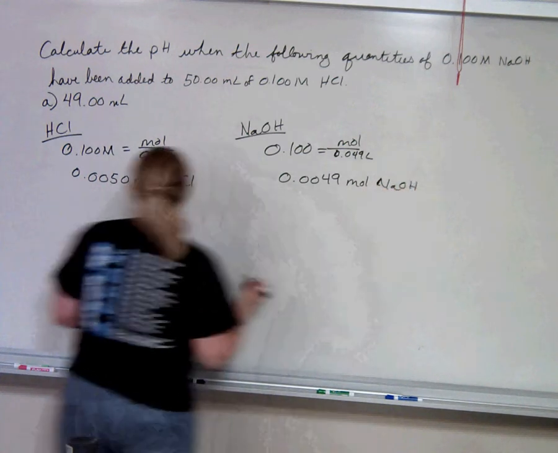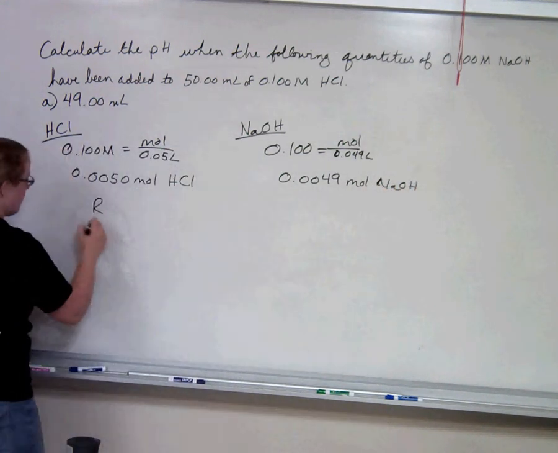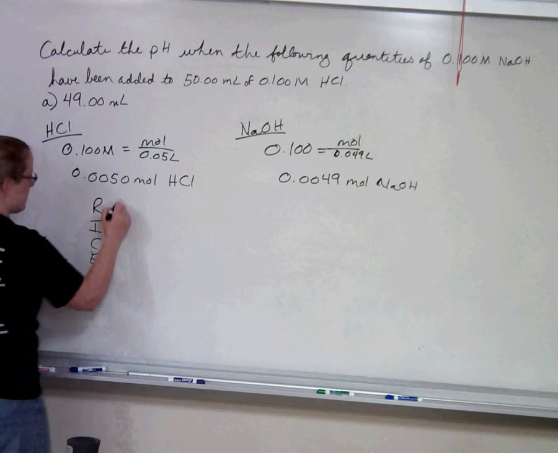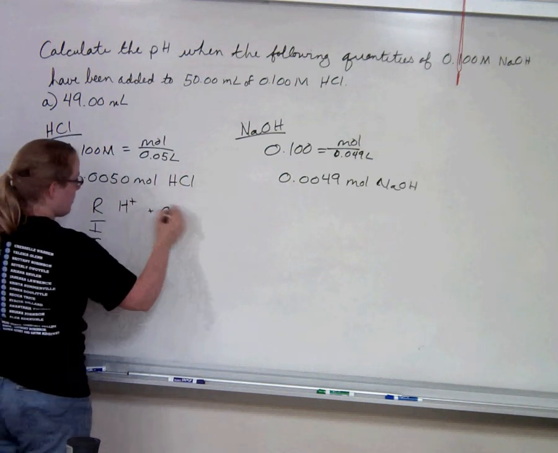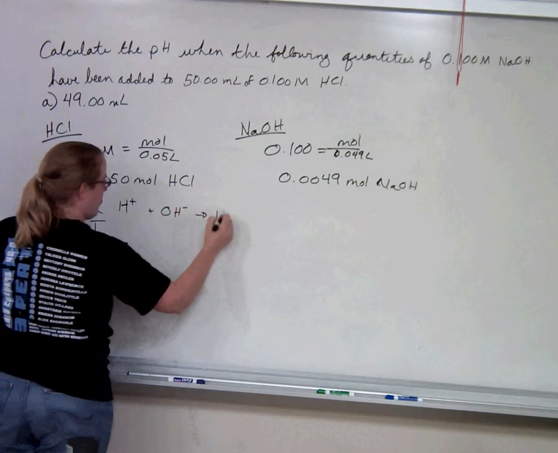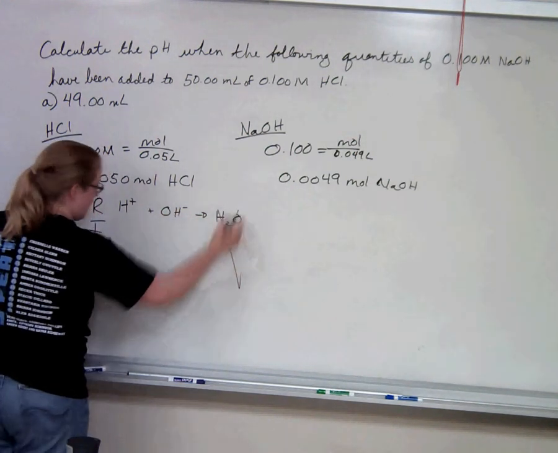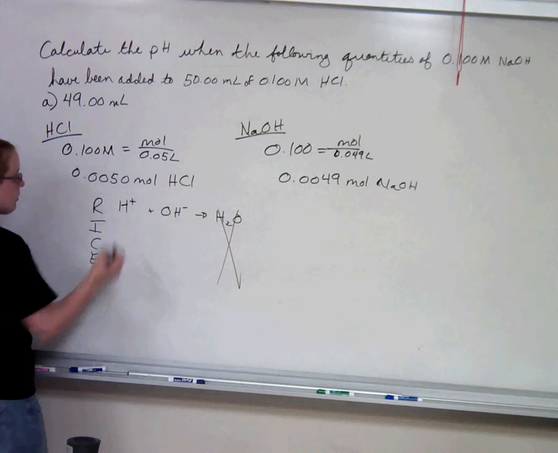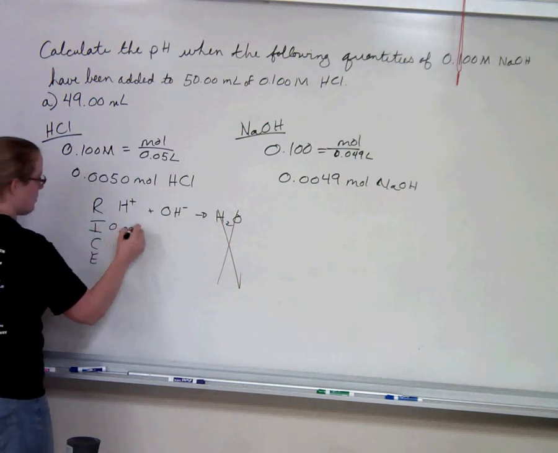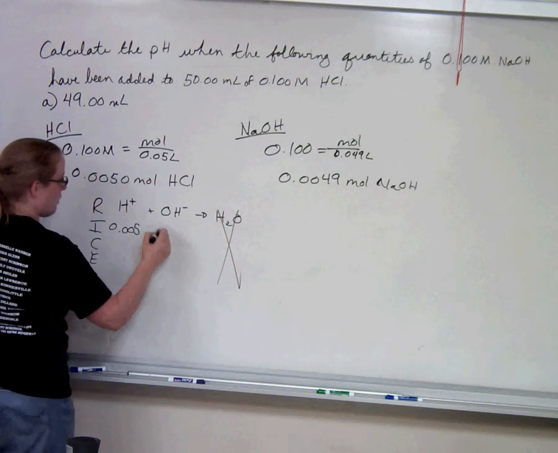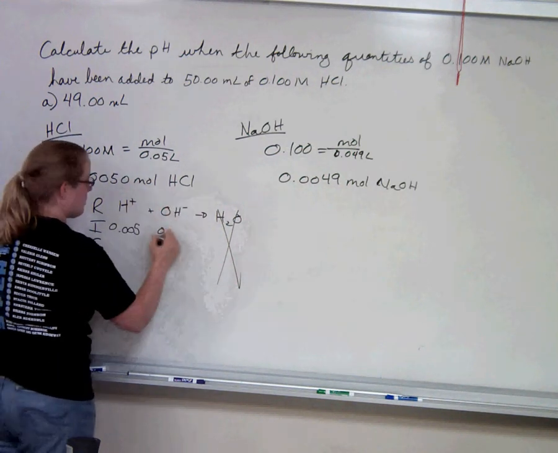Okay, so if we do our rice table, we love our rice table. We don't care about the chlorine, and we don't care about the sodium. And water doesn't show up in the rice table anyway. So then we are putting in 0.005 moles of hydrogen, 0.0049.